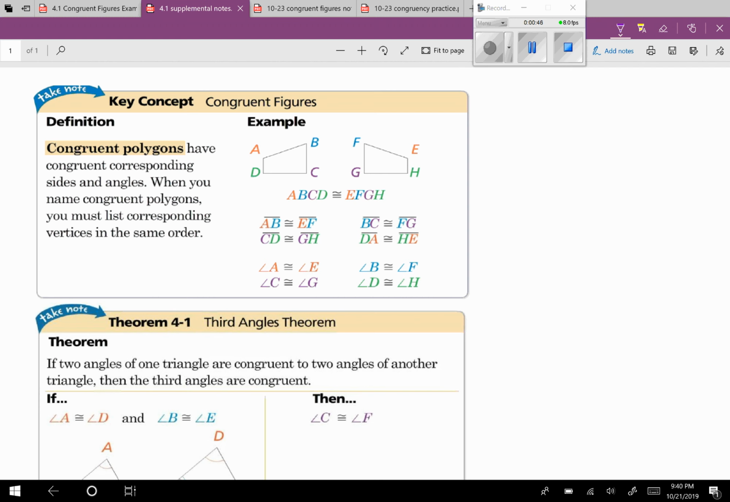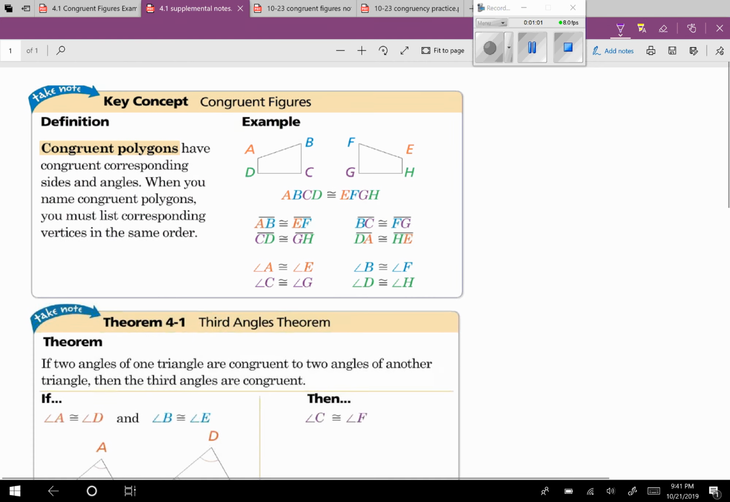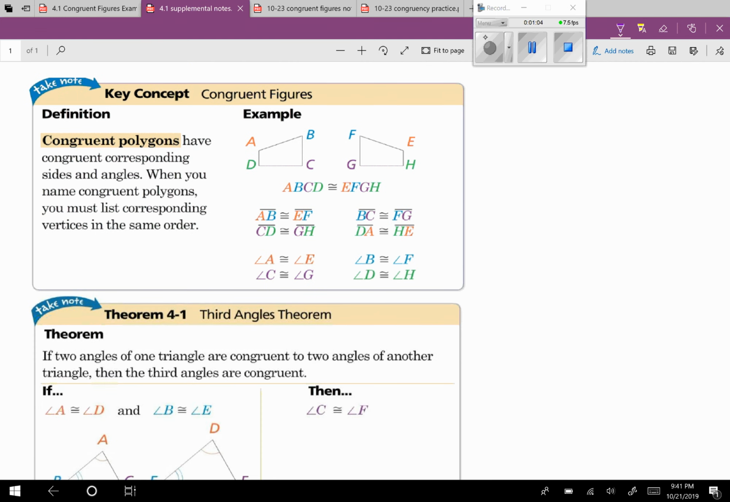You can see here, side AB matches side EF. So AB is congruent to EF, CD is congruent to GH, BC is congruent to FG, and AD is congruent to EH. That's what these are saying here. And you can also see the angles are congruent. Angle A is congruent to angle E, D is to H, B is to F, and C is to G. Since all of your sides are congruent and all of the angles are congruent, you have two congruent polygons.